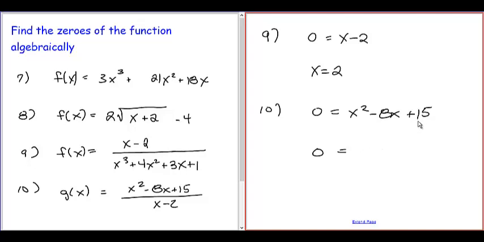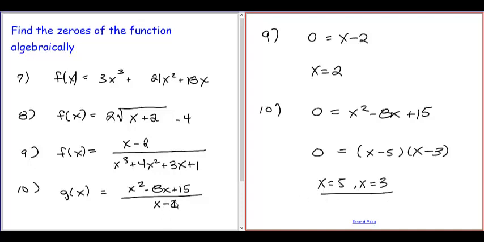Because what two numbers multiplied together equal 15? Well, there's two choices, 1 times 15, 3 times 5. 3 plus 5 is 8, so it's going to be 3 and 5. And because that's negative, they both have to be negative. So you get negative 5, negative 3, so negative 5 times negative 3 is positive 15. And so the zeros are going to be x equals 5 and x equals 3.